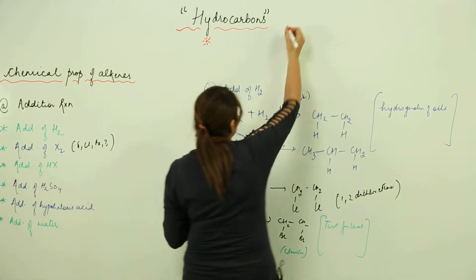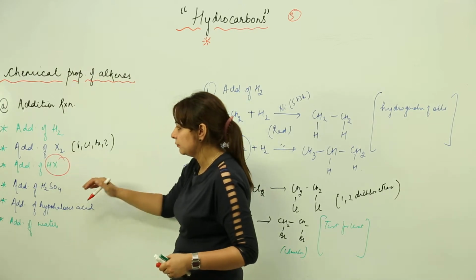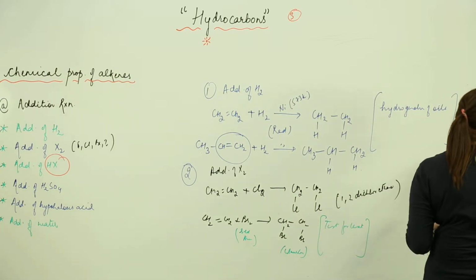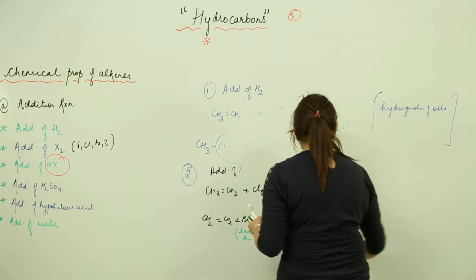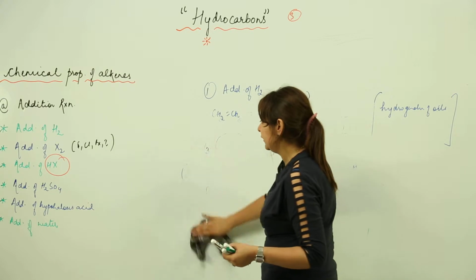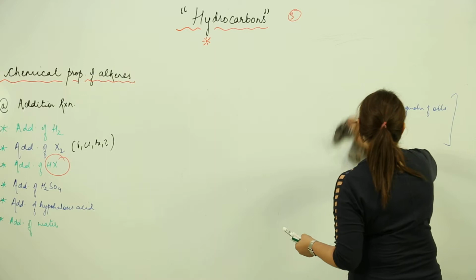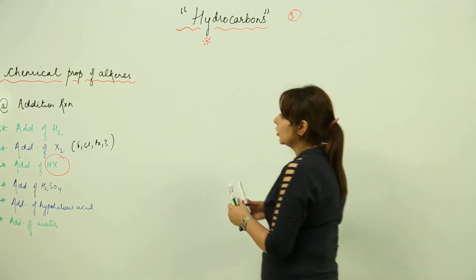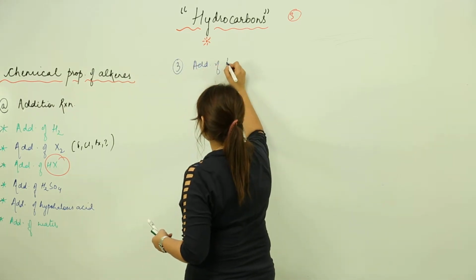The third addition which I am going to show you is the addition of HX. This is very important, as I am going to show you very important things in it. It involves certain rules which are very important from the exam point of view, right? So just concentrate on the board as it is very important. So third is addition of HX.